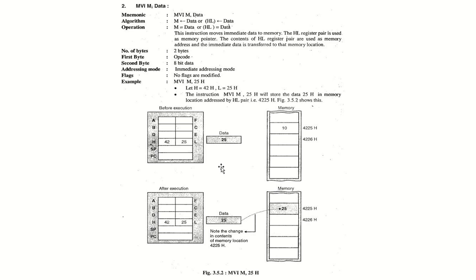So what does it do? See, first 42 is stored before execution, 42 is in H, so H is indicating 42, L is indicating 25. The immediate data we have is 25, which we have selected here. And where do we have to point? The 4225 location, right? So what does 4225 have before the execution? It has 10. But now what do we have to do? We have to put this 25 into 4225. So see, after execution the 25 will be put in the 4225 location, right?